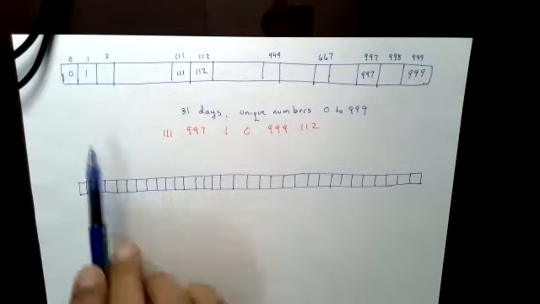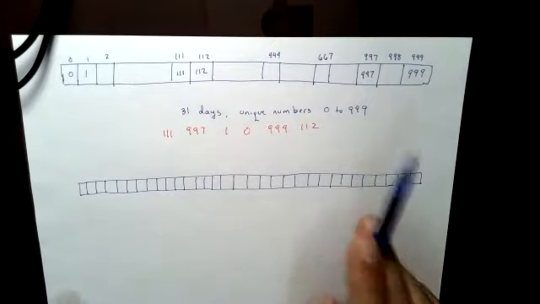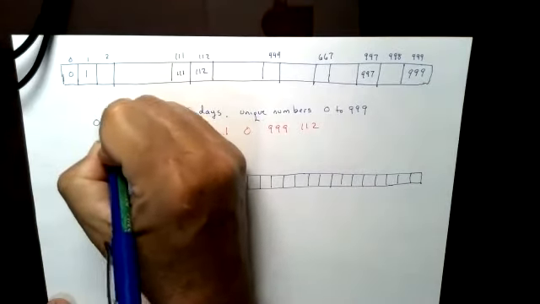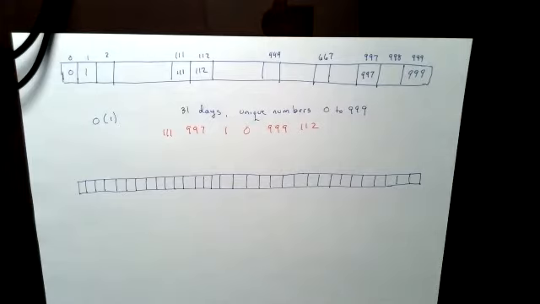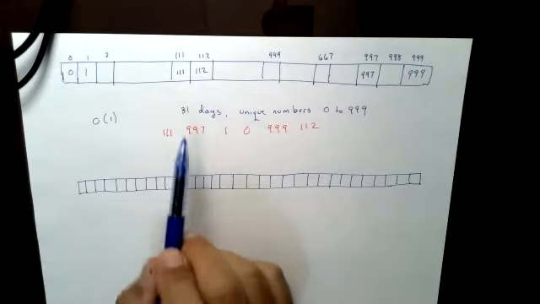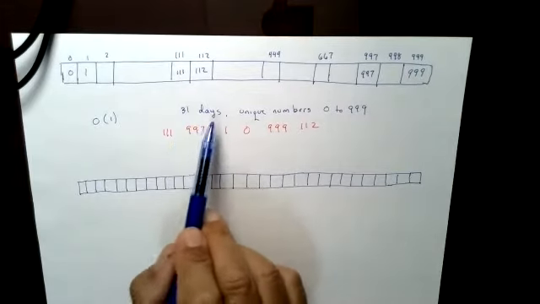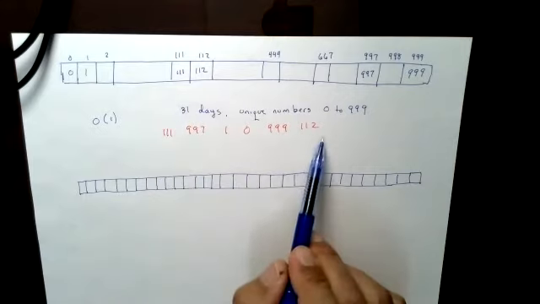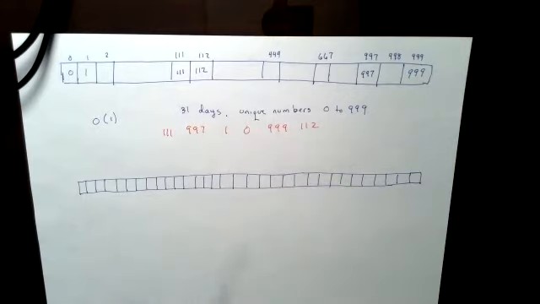Okay, so that's great. My search time is big O sub 1. Boom. What's the problem with this? Well, if I only have 31 numbers, right, for 31 days, what's going on here in my array? I'm wasting a whole lot of space. In fact, I'm wasting about 70% of the space.